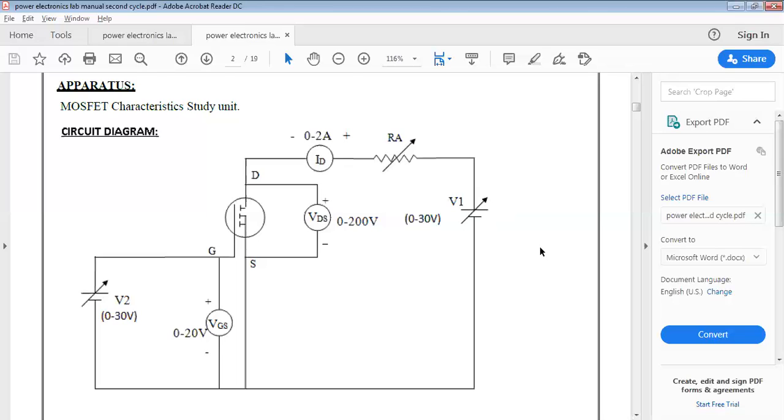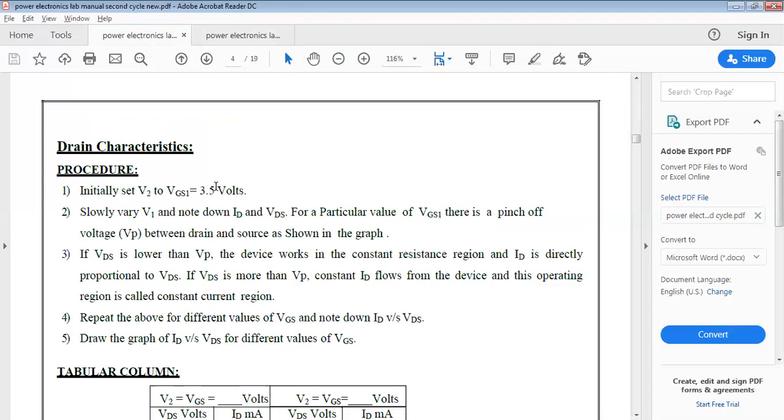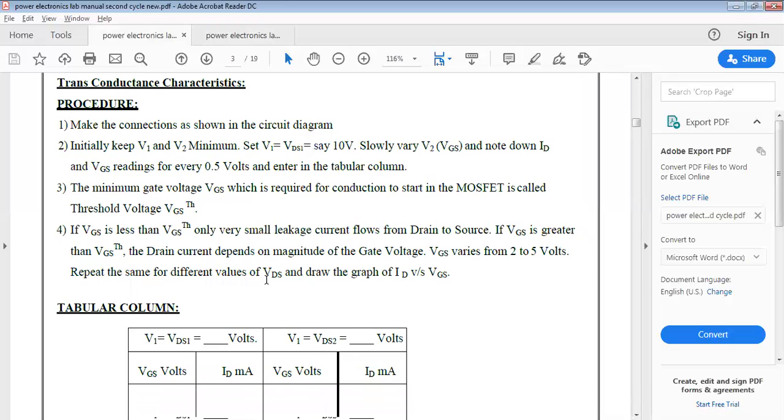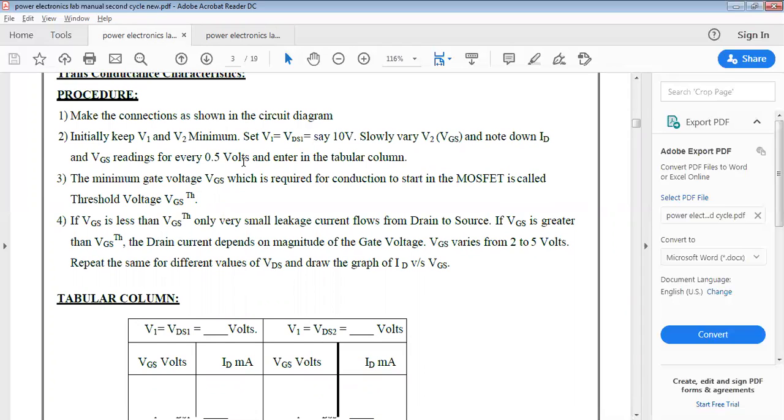Let us see the procedure for conducting the experiment. The first part of the experiment is to obtain the transfer characteristics of the MOSFET. As I told you, the transfer characteristics is also called transconductance characteristics, and the output characteristics is also called drive characteristics. First, we will start with the transfer characteristics, or the transconductance characteristics. The procedure: what is the procedure?